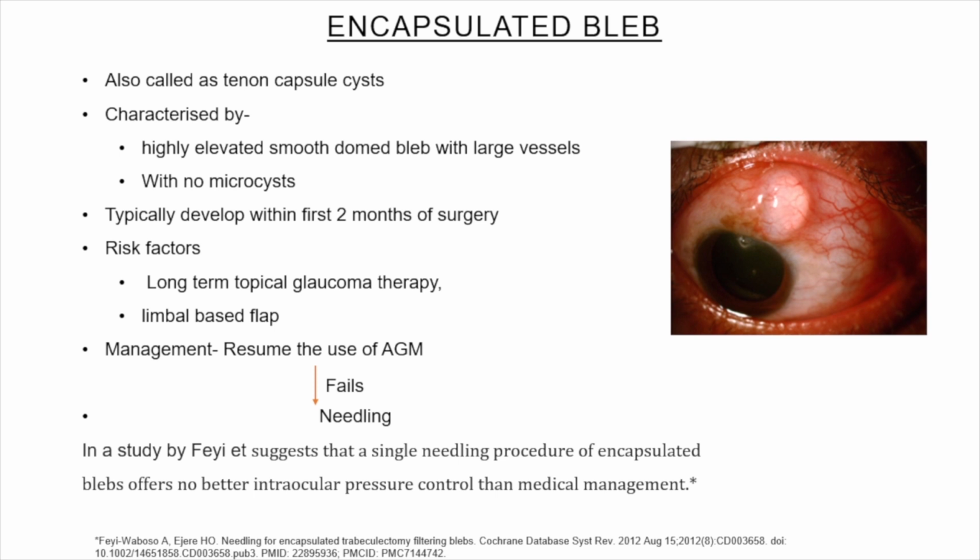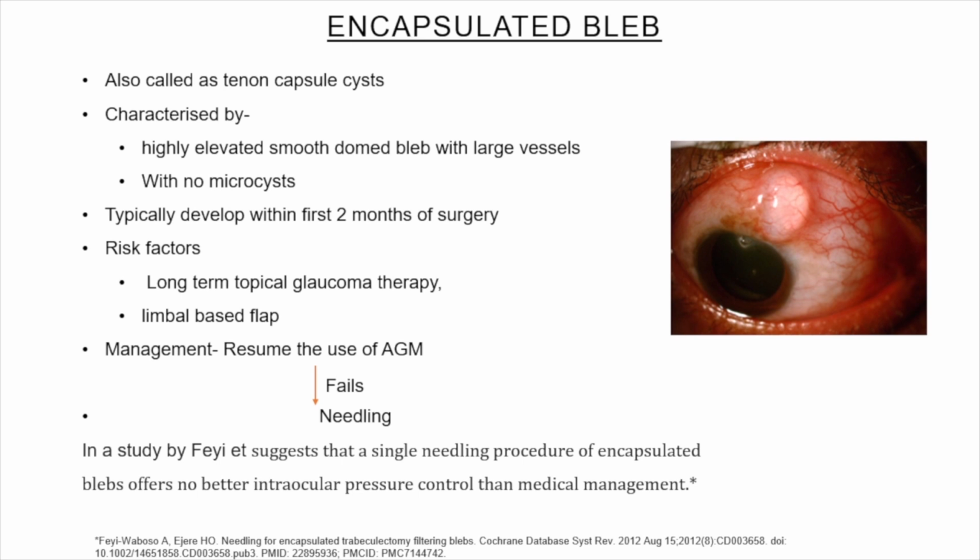There are a lot of studies which have been done comparing medical treatment with needling. And they claim that medical treatment is as effective as needling. But it's not necessarily true. Nowadays, needling is part of the post-operative titration that we do. So when we find a BLEB which is failing or we find an encapsulated BLEB, we do go ahead with needling.